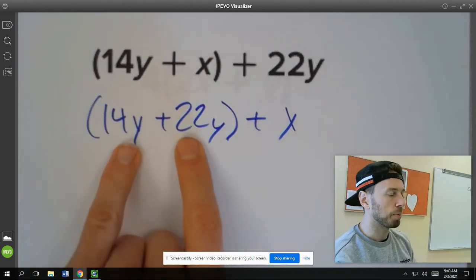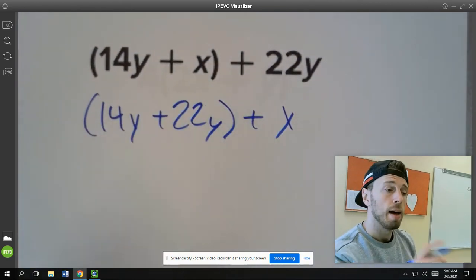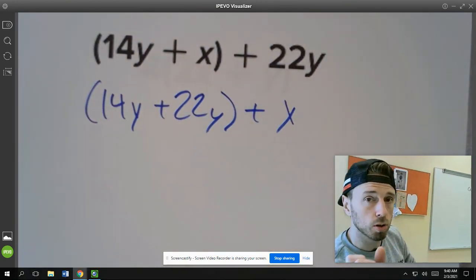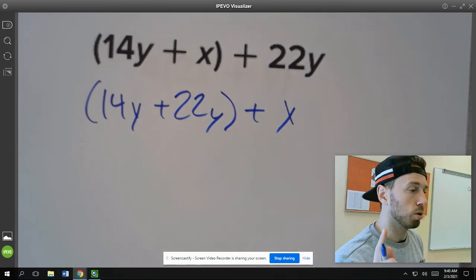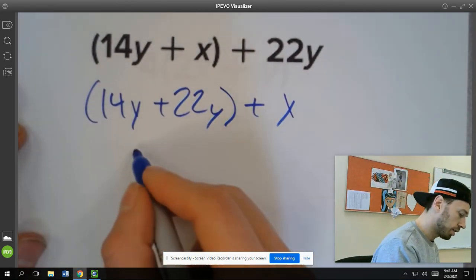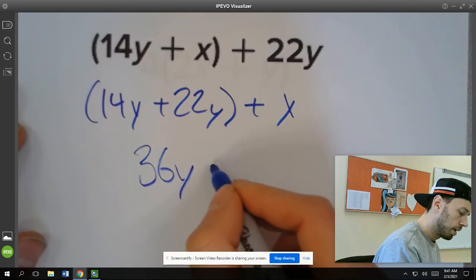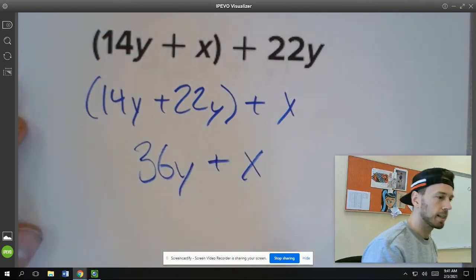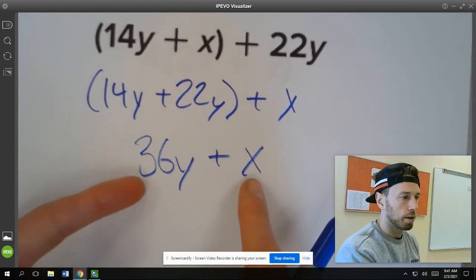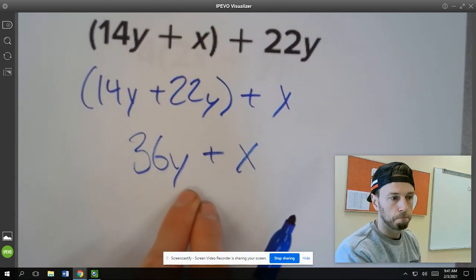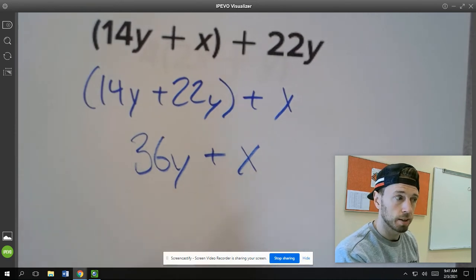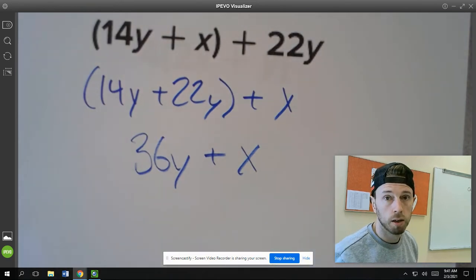Now, inside the parentheses, I've got 14y plus 22y. Because there's 14 y's here and 22 y's here, am I allowed to put those y's together? Absolutely. Those are like terms. So 14y plus 22y is 36y plus x. Now, here's an important question. Can I combine 36y plus x? They're not like terms.